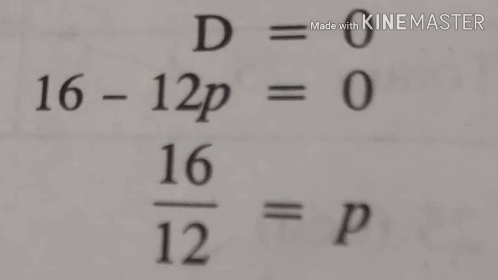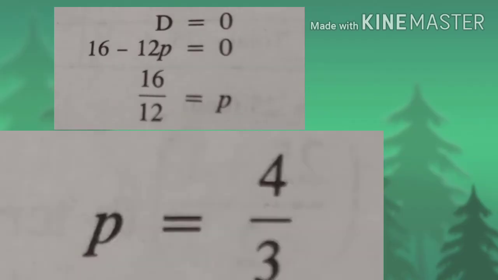Therefore, d is equal to 0 implies that 16 minus 12p is equal to 0, as d is equal to 16 minus 12p. This implies that 16 is equal to 12p, hence p is equal to 16 by 12. Therefore, p is equal to 4 by 3. Thus, if p is equal to 4 by 3, then the roots of the given quadratic equation will be equal.